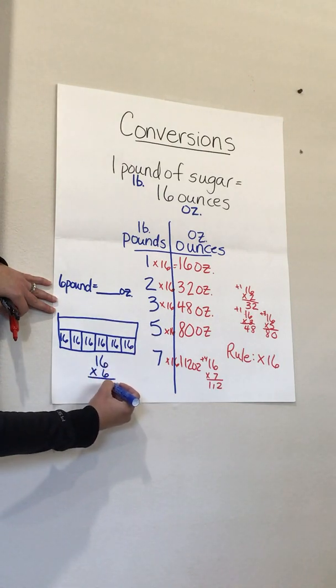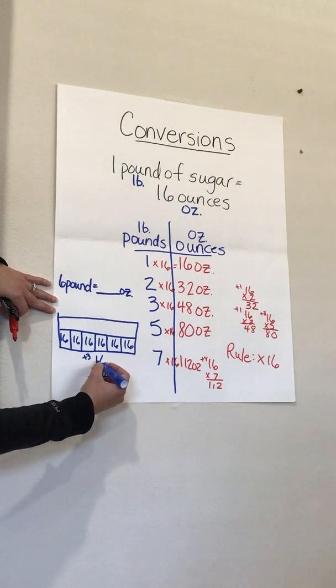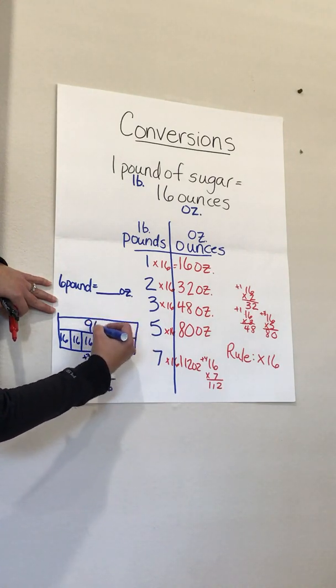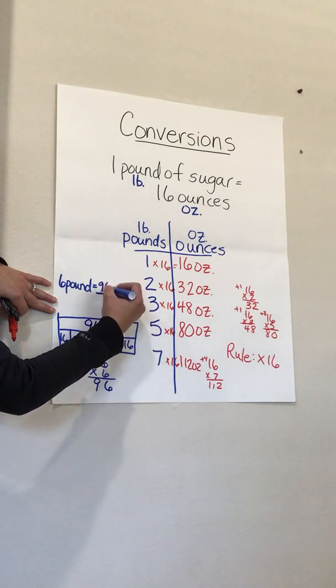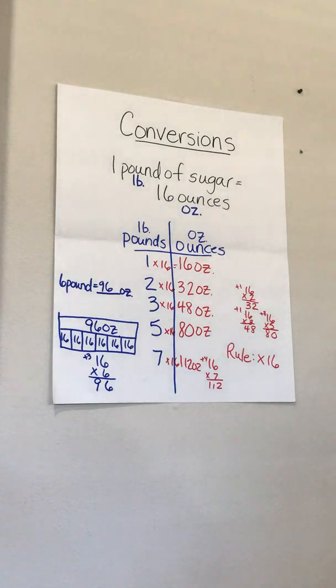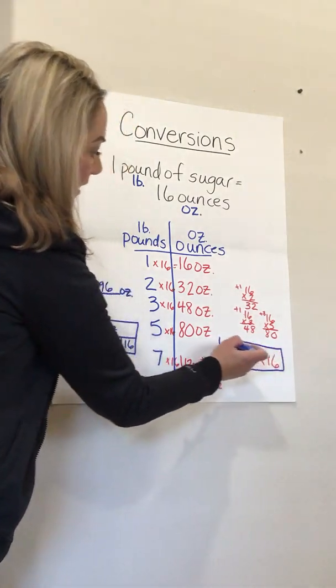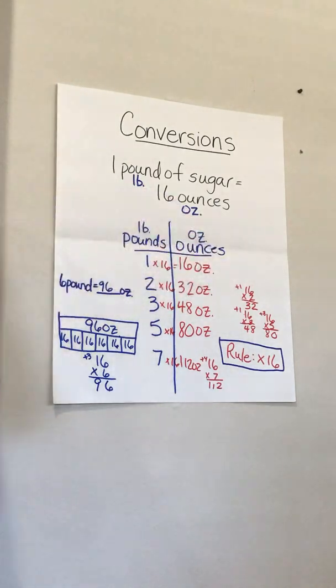6 times 6 is 36. 6 times 1 is 6, 7, 8, 9. This would be 96 ounces. So we can look at it as an in and out box, or we can also look at it as a strip diagram. Either way, you need to make sure that you have your rule, and that is never going to change. Each time you have a pound, you're going to see 16 ounces.